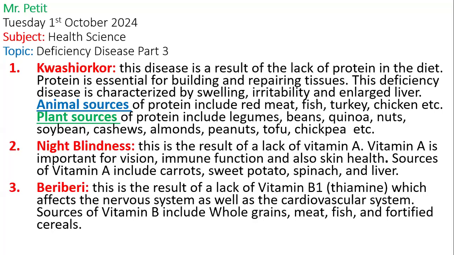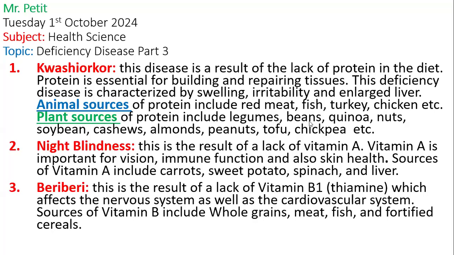Okay, tell me, if I lack protein, what deficiency disease would I get? I'm not in health science. You're not in health science? Okay. Who is in health science? I am. Okay. Kwashiorkor. Good. If I lack protein, what deficiency disease would I get? Kwashiorkor, very good.